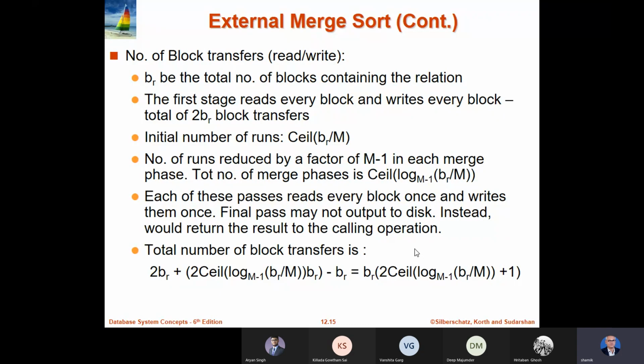If you do not have that minus BR, you assume everything is written to the disk, then of course you will have this as the total number of block transfers, which is simply 2BR first, which is for the initial creation of the runs, and the middle term is basically for doing the merging of the sorted runs, and you can subtract that BR if you are not storing the final result back to the disk. So that gives us the total number of block transfers that will be required.